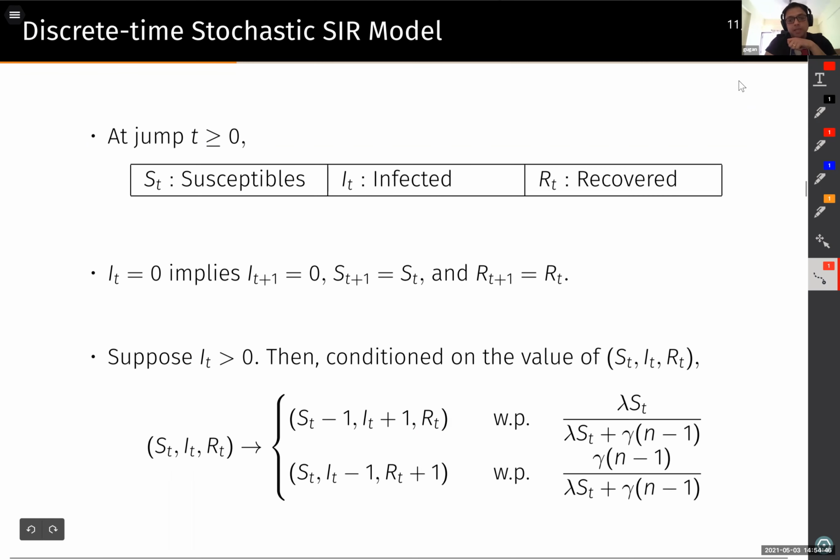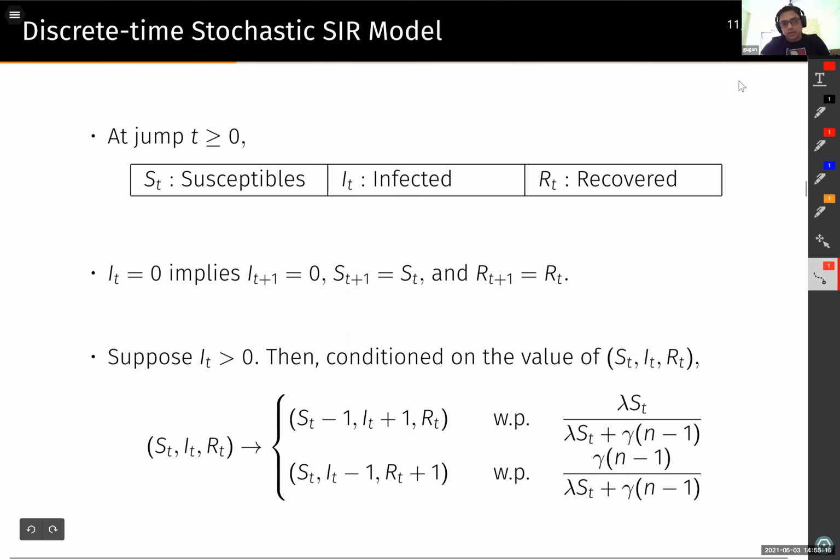Remember that I said there are only two ways in which we can have jumps. The first is when a susceptible person gets infected. That's why you see there is a minus one here and a plus one here, whereas RT remains unchanged. The other way in which we could have a jump is when one infected individual recovers. Here the number of infected individuals falls by one, whereas the number of recovered individuals increases by one.